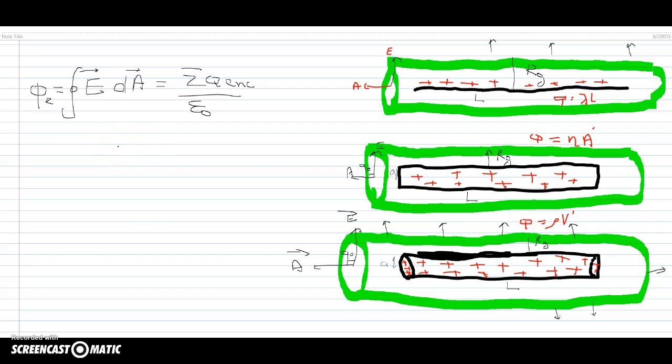Alright, so in this tutorial I'm going to show you how to use Gauss's law. We are going to consider three situations: an infinite line, an infinite cylindrical surface, and an infinite volume. It's a cable, for example.